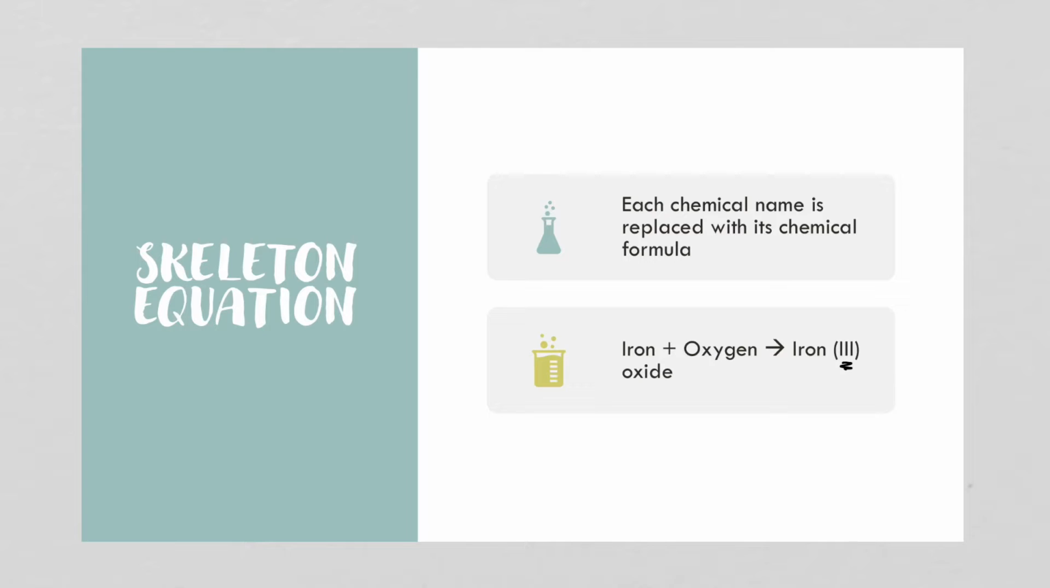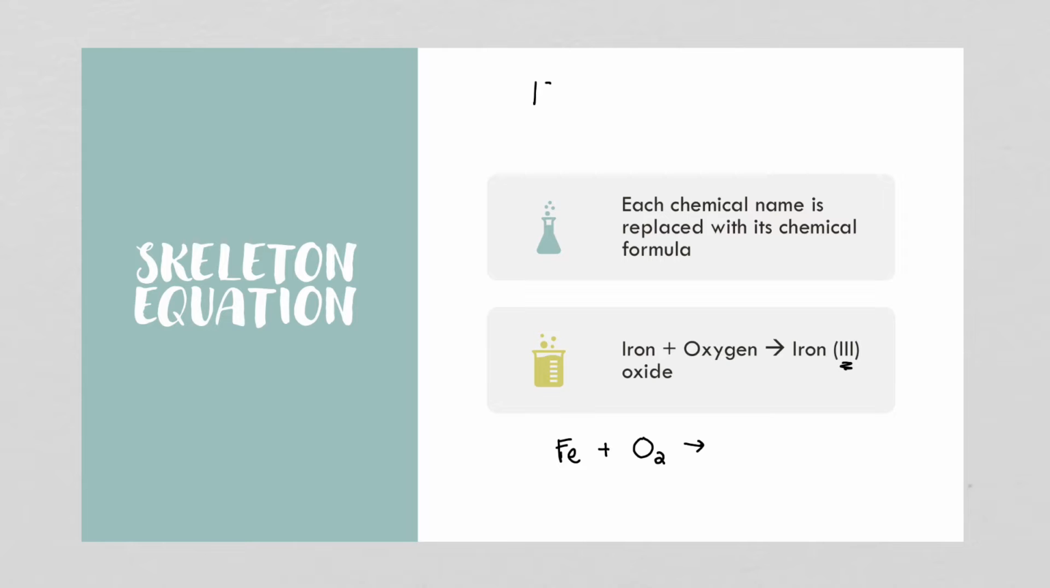A skeletal equation shows every chemical name being replaced with its chemical formula. So in this example, iron plus oxygen makes iron 3 oxide. The key thing there, the 3 tells you the charge that's on iron. So we're going to have to figure out what the chemical formula of iron 3 oxide is. But the iron symbol is Fe. So we'll write that, Fe, and remember oxygen's a diatomic molecule, so plus O2 makes iron 3 oxide.